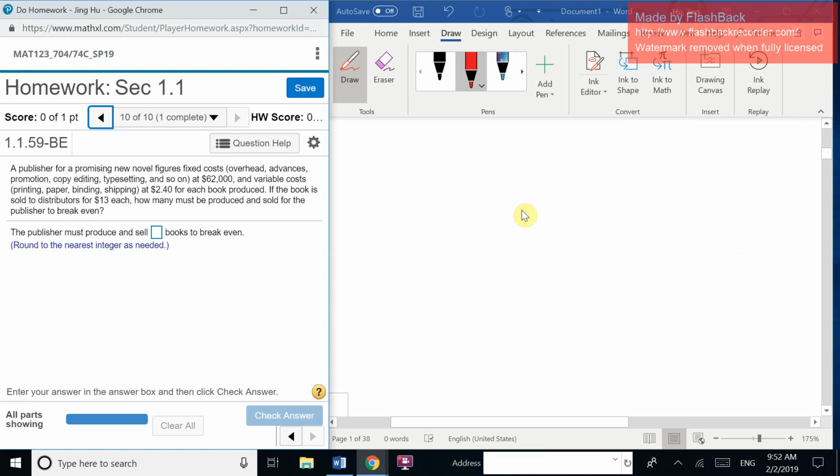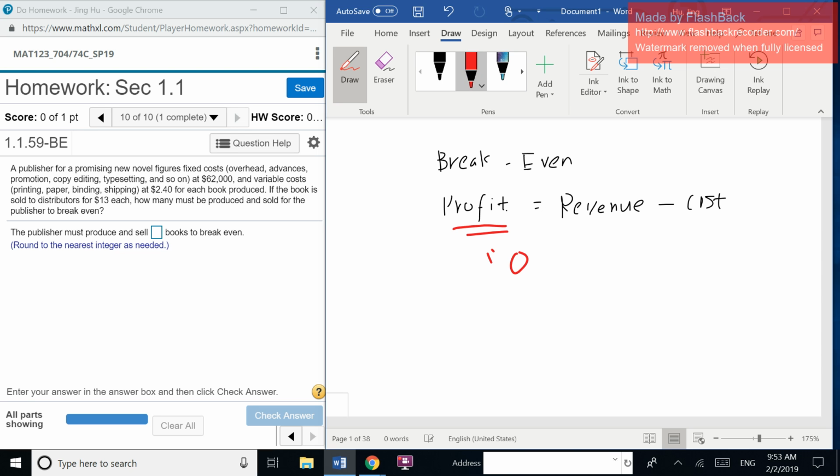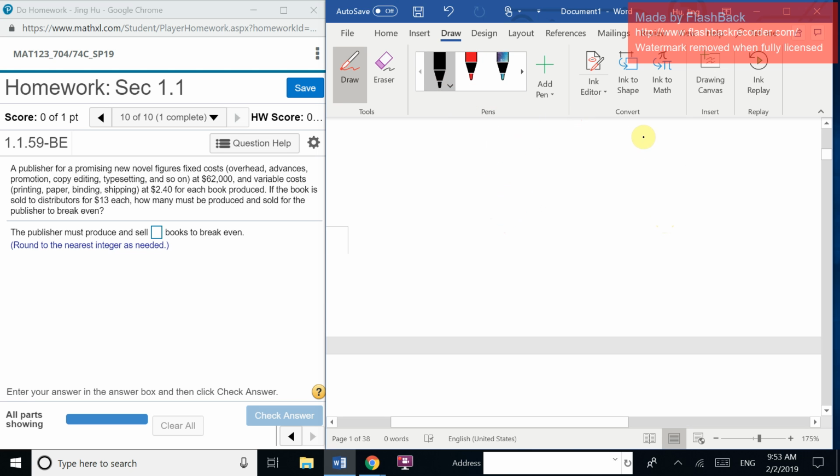Okay, now let's go to the last question. Also another word problem. First, let's talk about break even. We know profit is revenue minus cost. That means revenue is your incoming money minus cost. If profit is 0, that means the incoming just covers the cost, which we call break even.